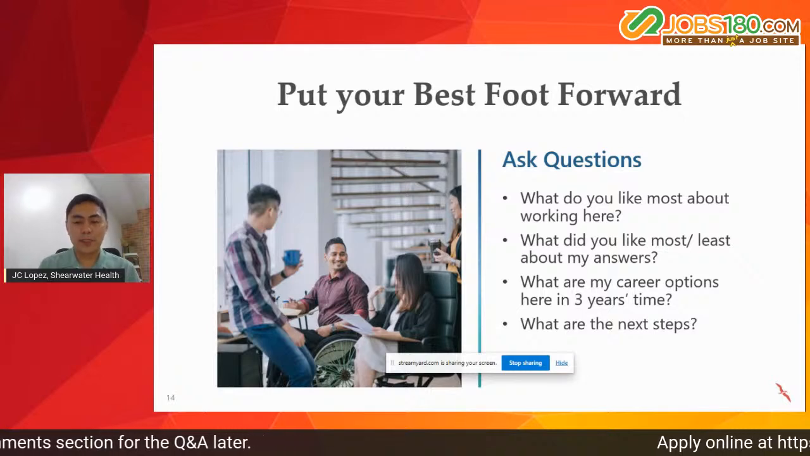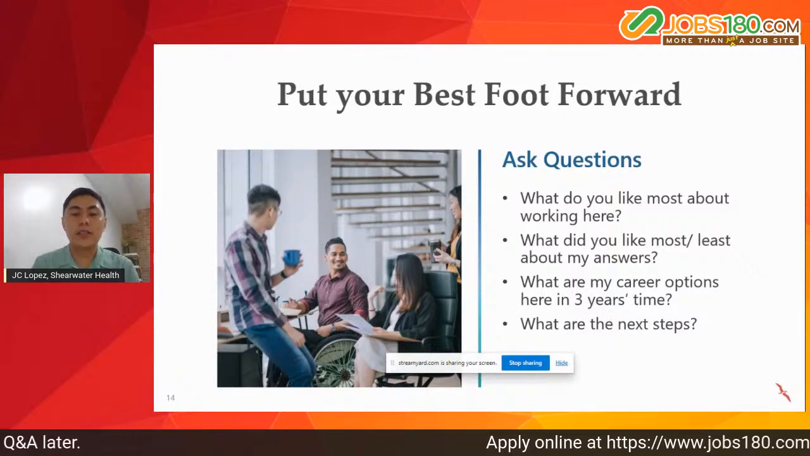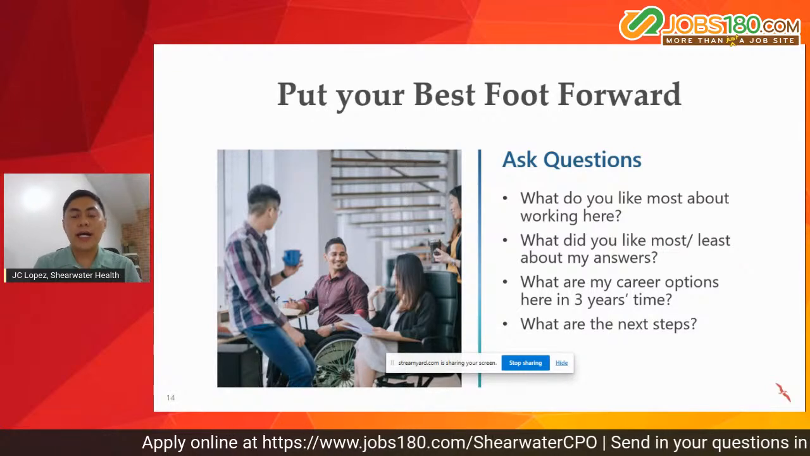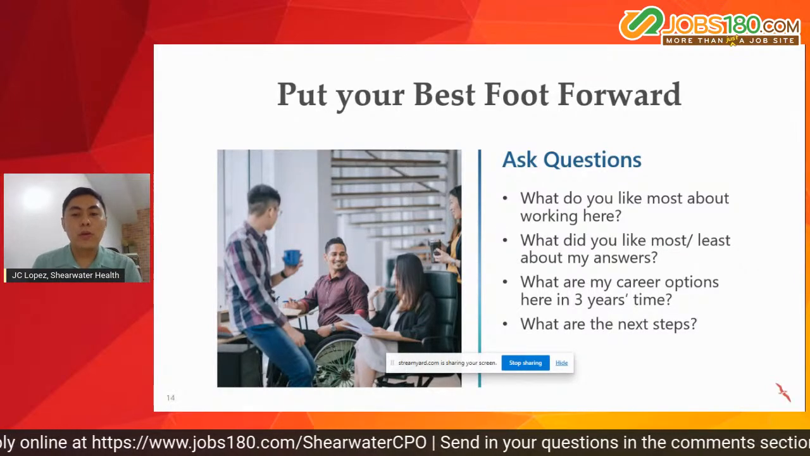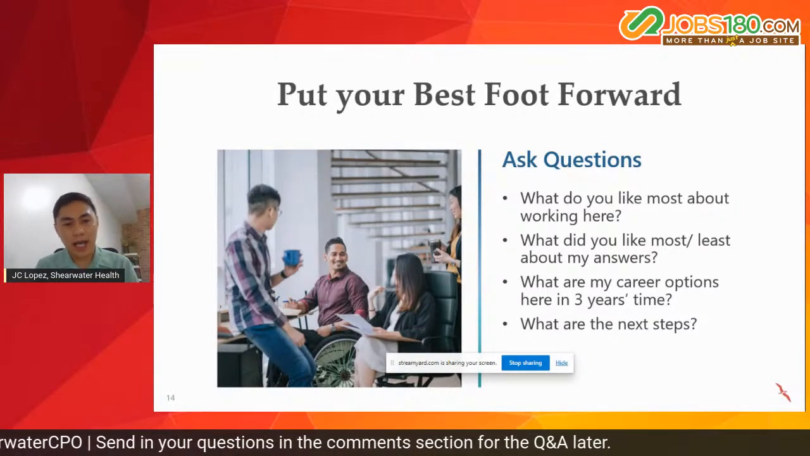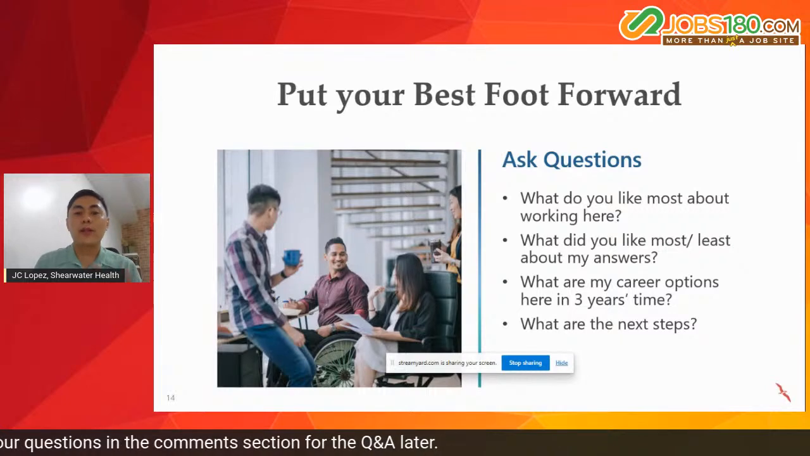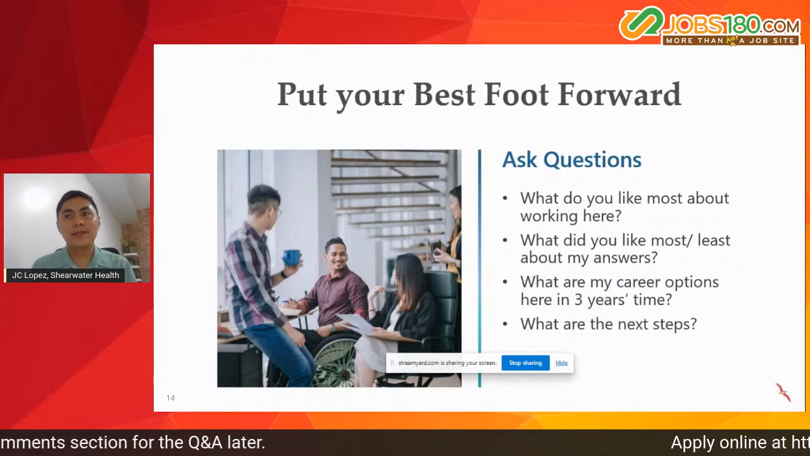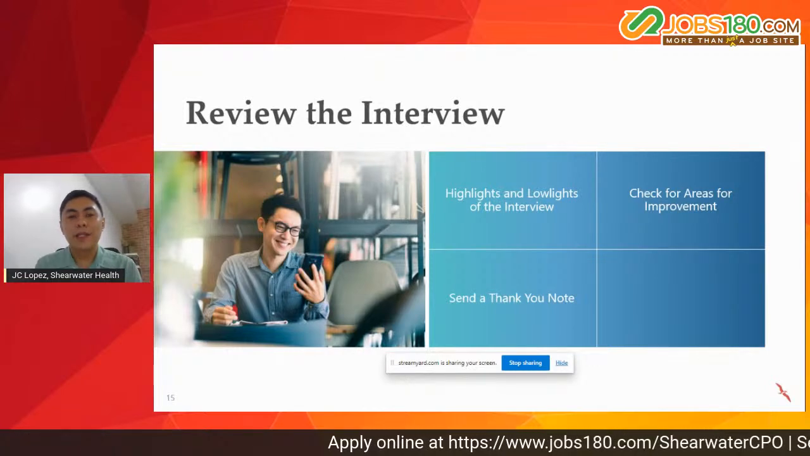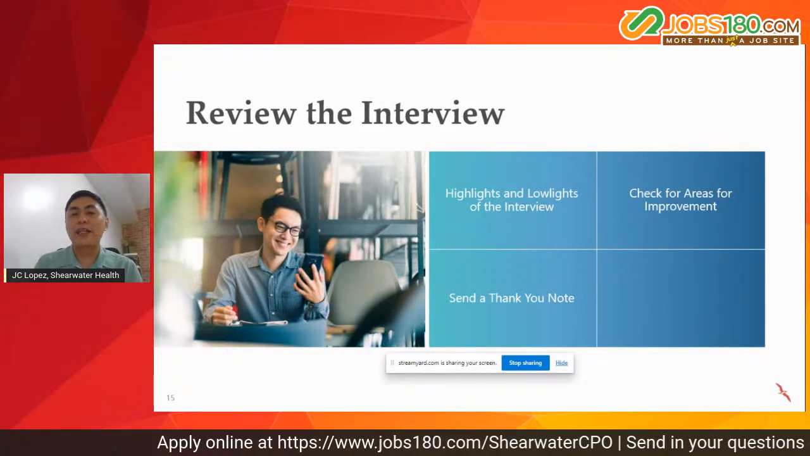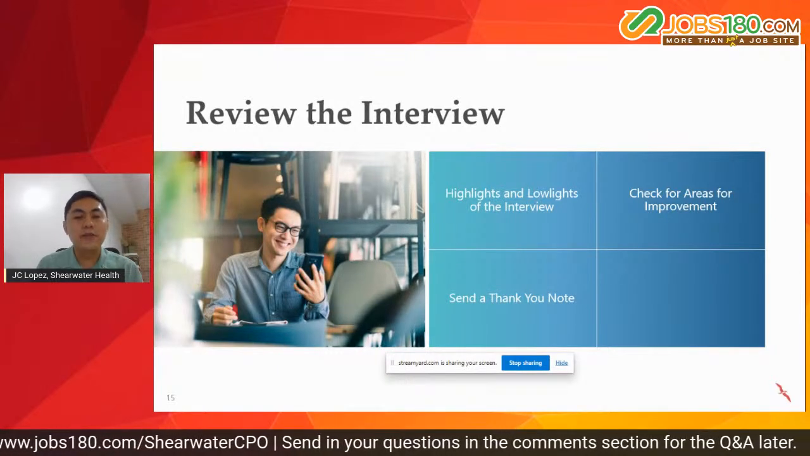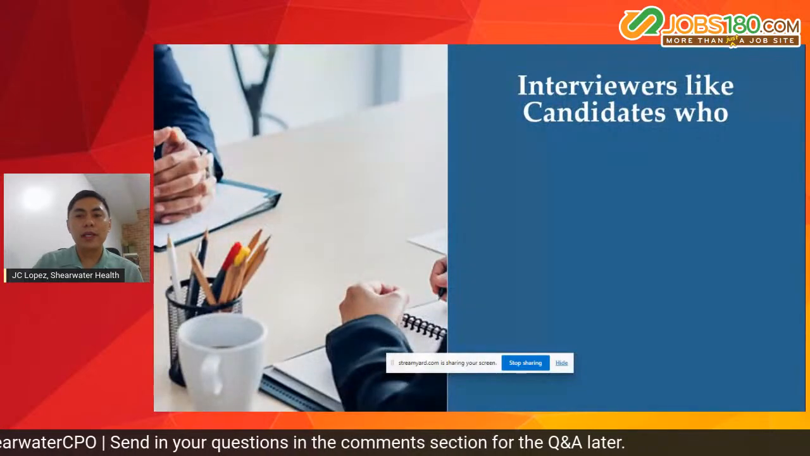Okay, finally, what are the next steps? So this tells us that you are really interested in the job and you really are interested to get feedback. So it's important that you ask this one. That way you'd know the timing when you'd hear from them again, right? If you will need to take an exam or there would be another interview, again, to help you prepare further for the next steps. Okay? Review your interview. So have a post-interview review, kumbaga, no? So the highlights and lowlights of your interview, check your areas for improvement, and send your interviewers a thank you note. Okay?